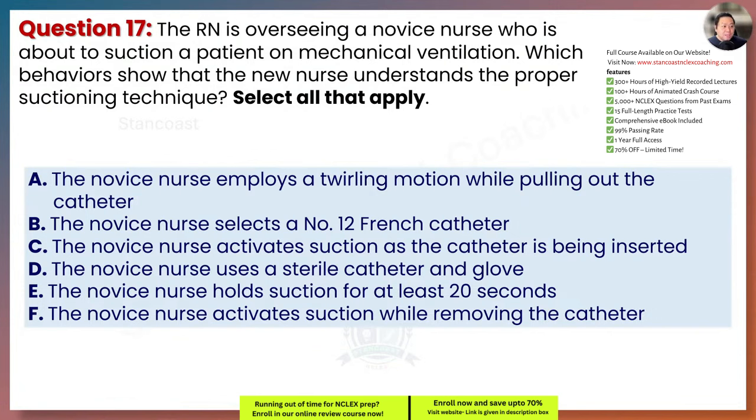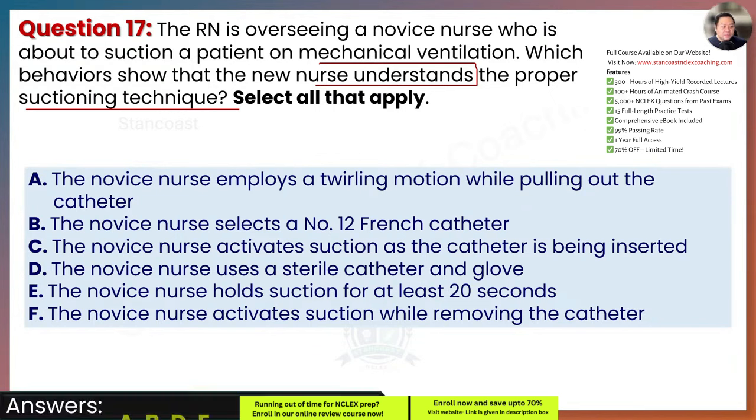So, go back to the question stem. It said which behaviors show that the new nurse understands the proper suctioning technique. All right. So the answers here are options A, B, D, and F. The key here is patient safety. Suctioning is necessary, but it can quickly become harmful if done incorrectly.